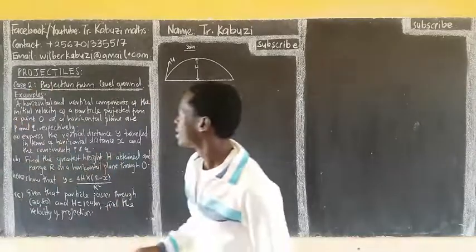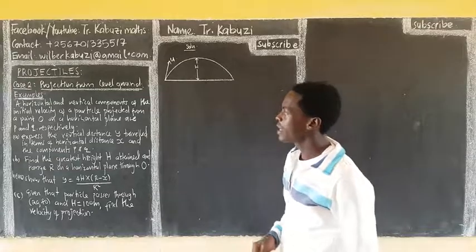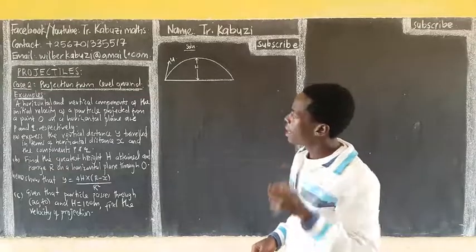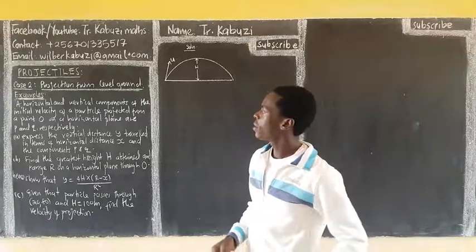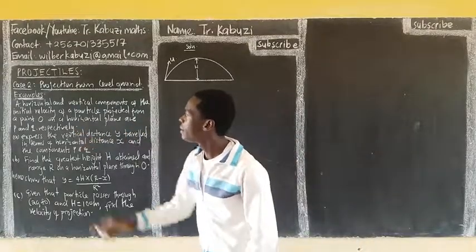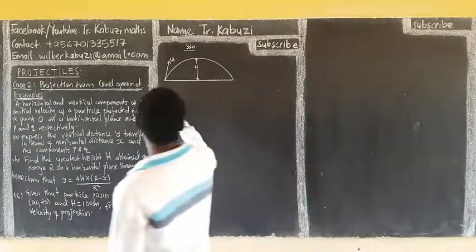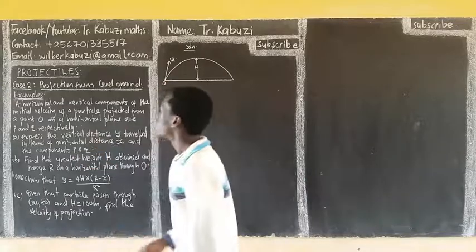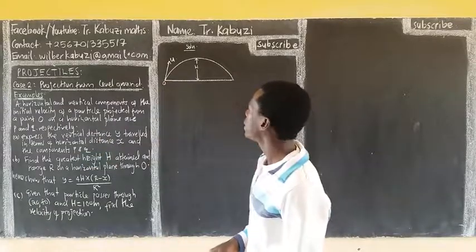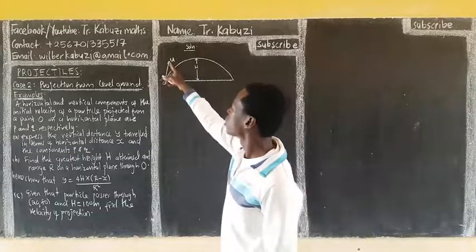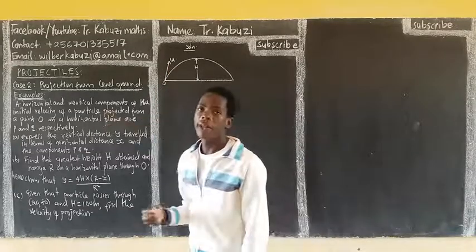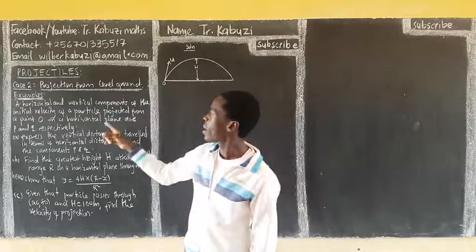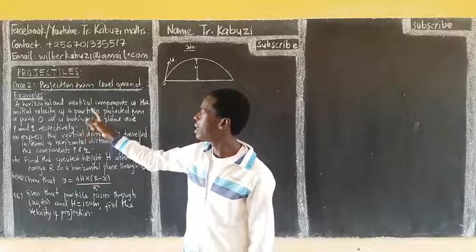Okay, so let us see how we handle this question here. It says the horizontal and vertical components of the initial velocity of a particle projected at point O on a horizontal plane are P and Q. So this initial velocity is going to be divided into two components, the horizontal component and the vertical component.